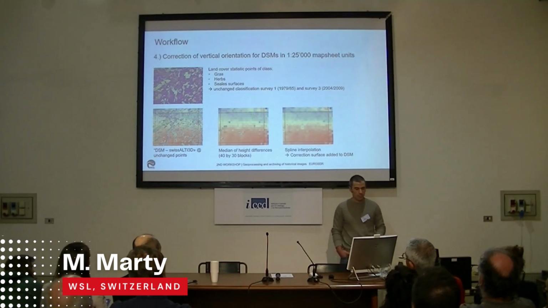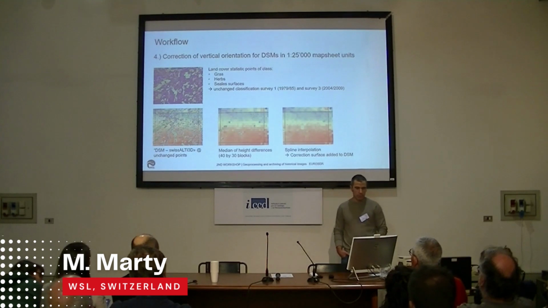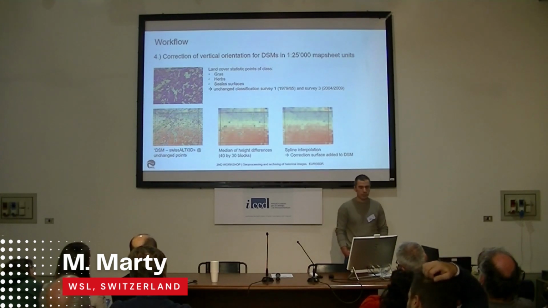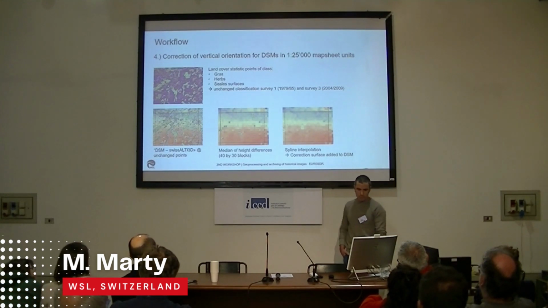And then at all these point locations we calculate differences between our DSMs and the swissALTI3D DTM, which we get from Swisstopo. Then we do a generalization by calculating the median of these differences for 40 by 30 blocks for each map sheet. And we also apply some outlier removal. Then we do a spline interpolation of these generalized values. And this is then the correction surface, which we can add to our DSMs.